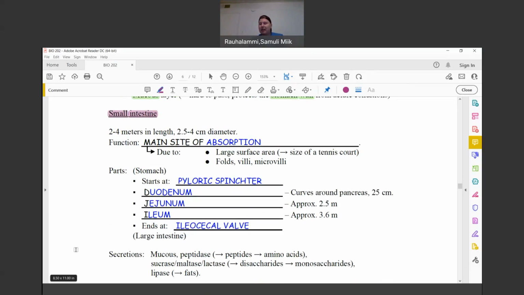Small intestines are anywhere from 2.5 centimeters to 4 centimeters in diameter. Their main function is absorption in the body. So this is the main site of absorption. Most of the absorption of the digestive system takes place in the small intestines, and this is because we have a large surface area. Remember, this is a huge, long duct that's jumbled up in a small space. Part of the addition to this surface area is all these folds, villi, microvilli that increase it as well.